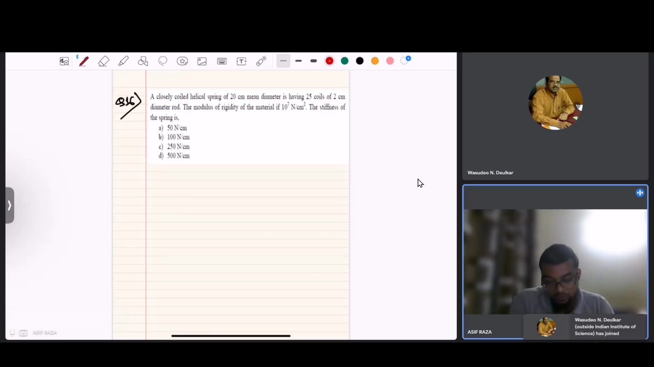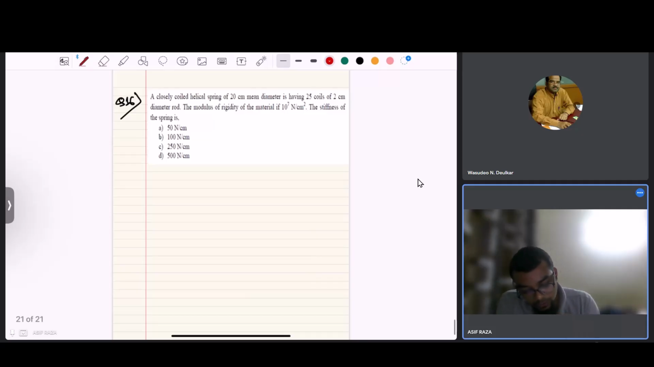Okay, so the question is, a closely coiled helical spring of 20 cm mean diameter is having 25 coils of 2 cm diameter wire. The modulus of rigidity of the material is 10 to the power 7 Newton per centimeter square. The stiffness of the spring is... so let us write what all is given.